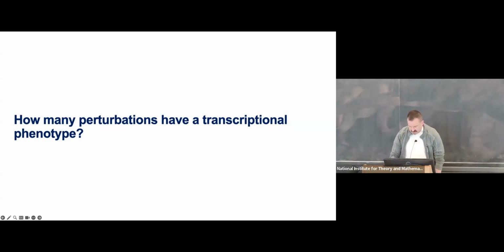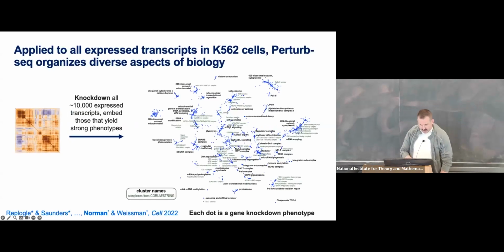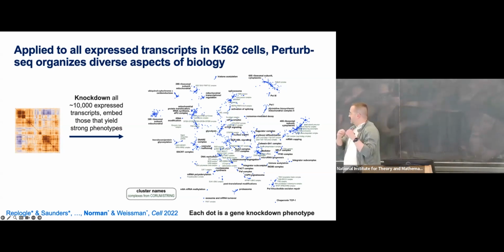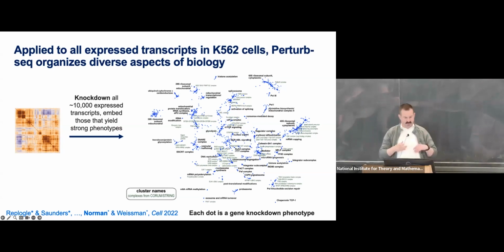So this is the first genome-wide experiment that we did in 2022. This is where we knock down every expressed transcript in K562 cells, at 10,000 transcripts or so. And if I were giving a biology talk, this is the slide that I would emphasize. We get all of these phenotypes, things are clustering according to known biological processes. You can assign gene function, et cetera, et cetera.